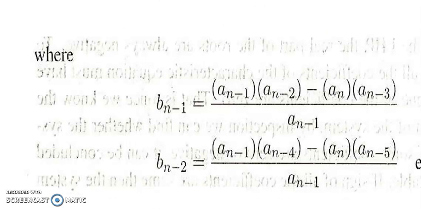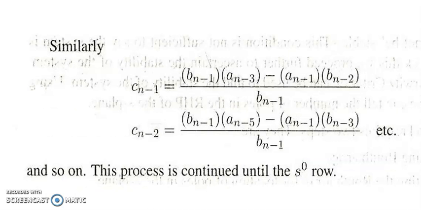In the second row, you take the coefficients which you left out previously. So you have a_(n-1), a_(n-3), a_(n-5), and so on. Here we use a method to find the third row, fourth row, and finally complete the Routh array. So how do we get b_(n-1)? b_(n-1) is equal to (a_(n-1) a_(n-2) minus a_n a_(n-3)) divided by a_(n-1). b_(n-2) is equal to (a_(n-1) a_(n-4) minus a_n a_(n-5)) divided by a_(n-1). Likewise, we can calculate c_(n-1).